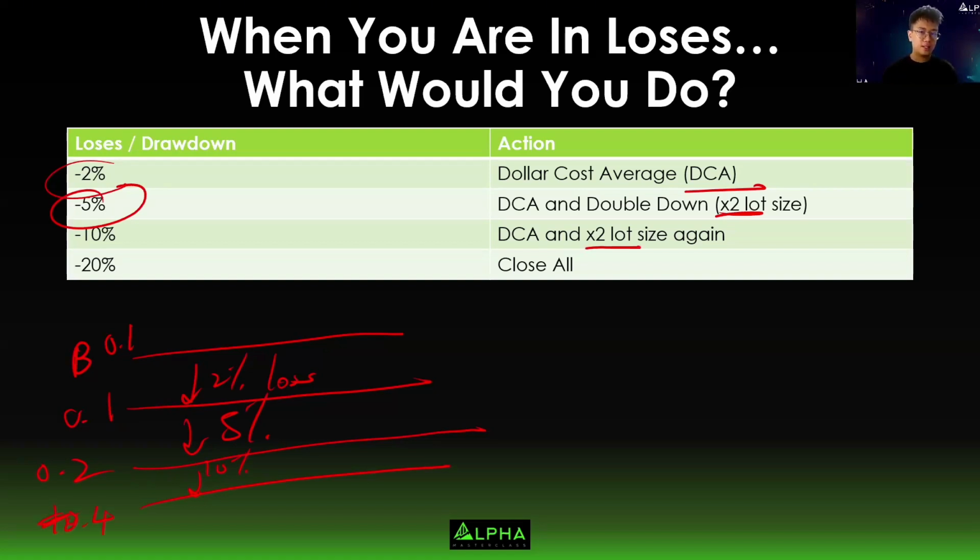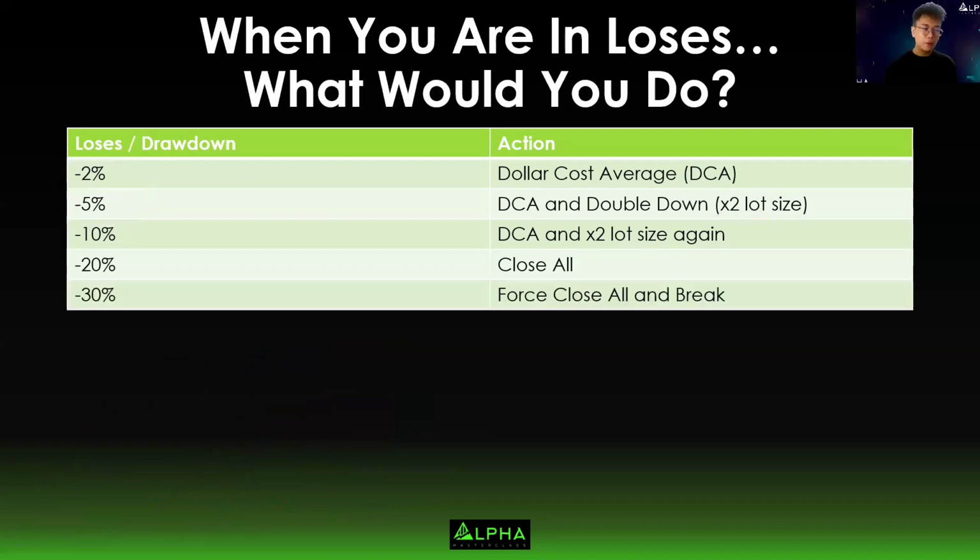If it goes down again at 20%, I will choose to close all. That is a standard that I set. But certain times the market fluctuates. It jumps all the way down to 30%. What should I do? I will close all as well and take a break.